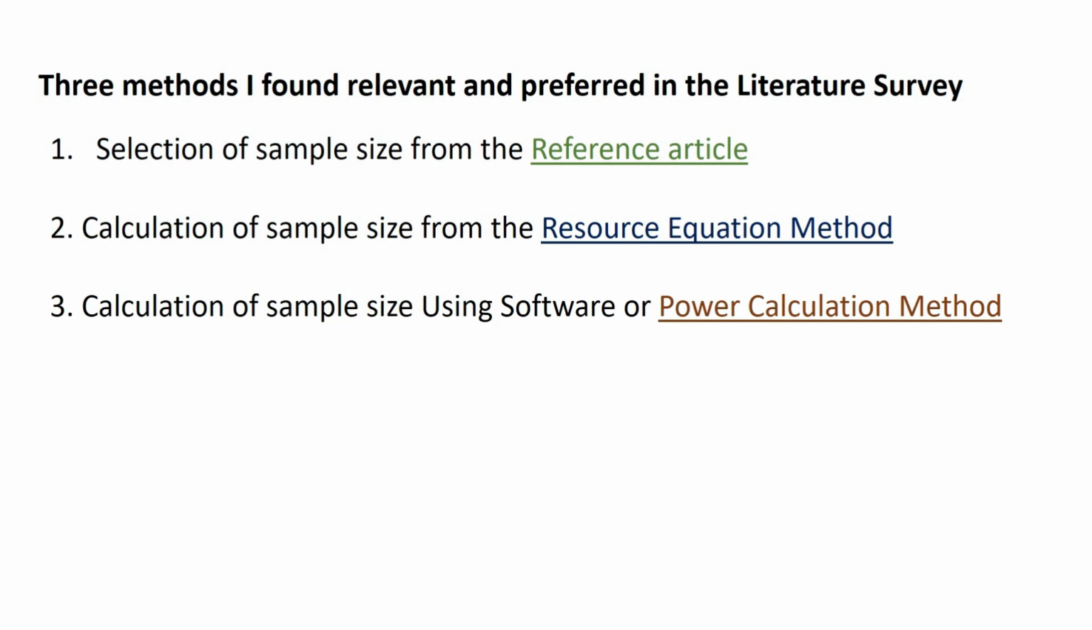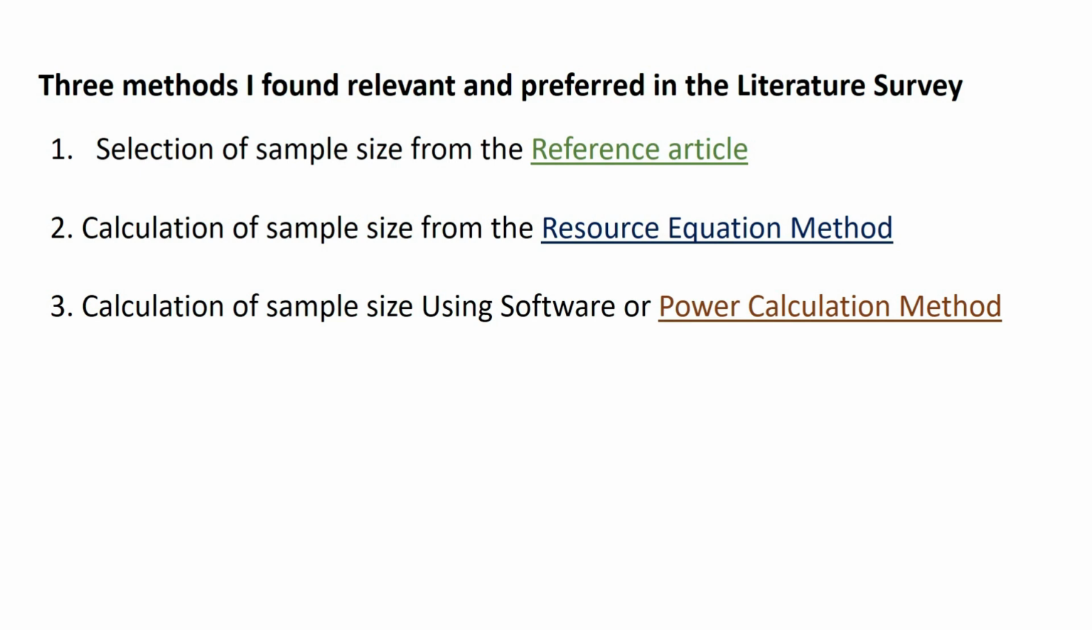This is the known method, and mainly all the students and all the researchers prefer this method only. And second is calculation of sample size from the resource equation method. This is a known method, but nowadays it is not used because there are some reasons that I will discuss here. And the third is calculation of sample size using software or power calculation method. We are going to see the G power calculation software in this video, and I will show you the references where we are going to get that software.